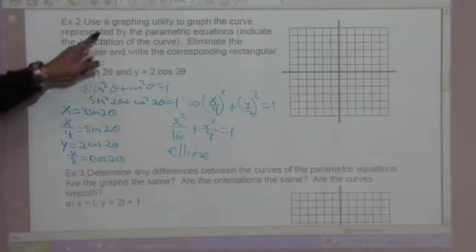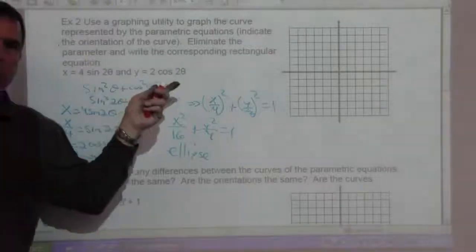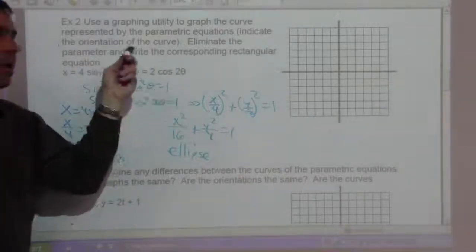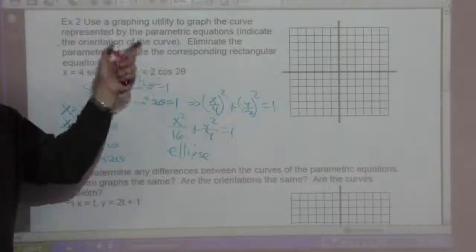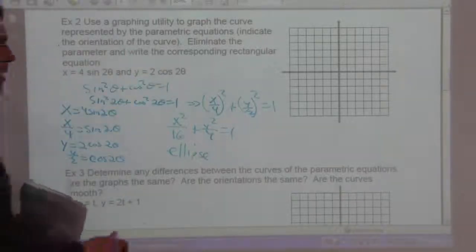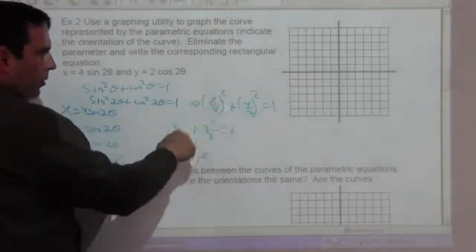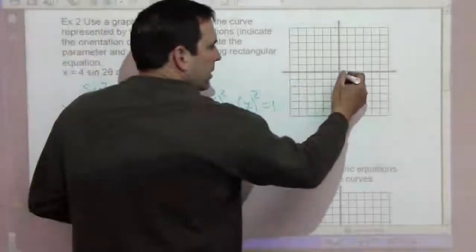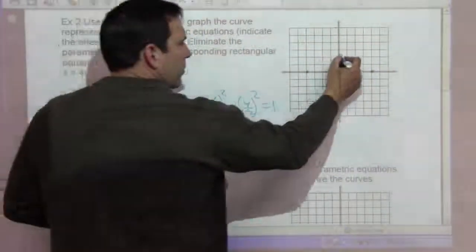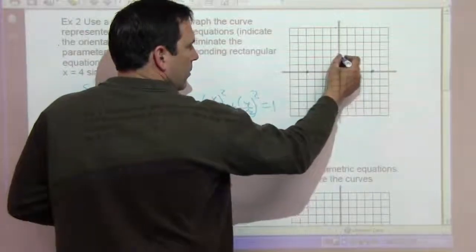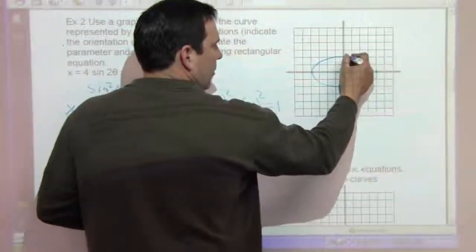You could graph this with the graphing utility, that's right. Your graphing calculator. You would put it in parametric form under the mode. You don't want it in function or polar, you want it in parametric. So this is an ellipse. The major axis is going to be the x part, centered at the origin. So square root of 16 is 4. Square root of 4 is 2. That's it.